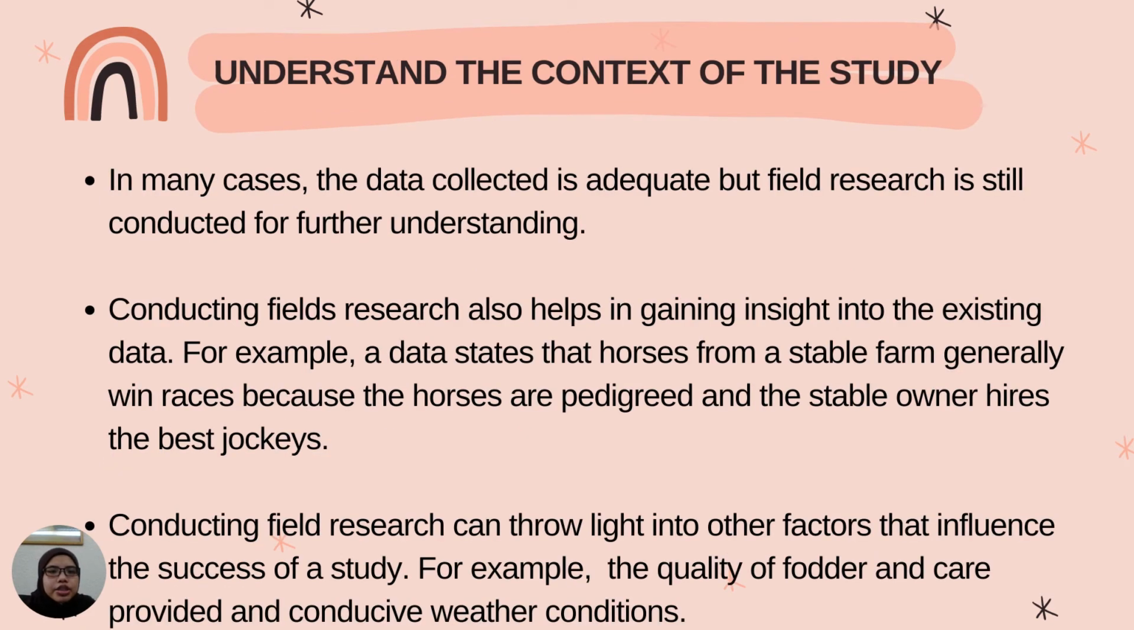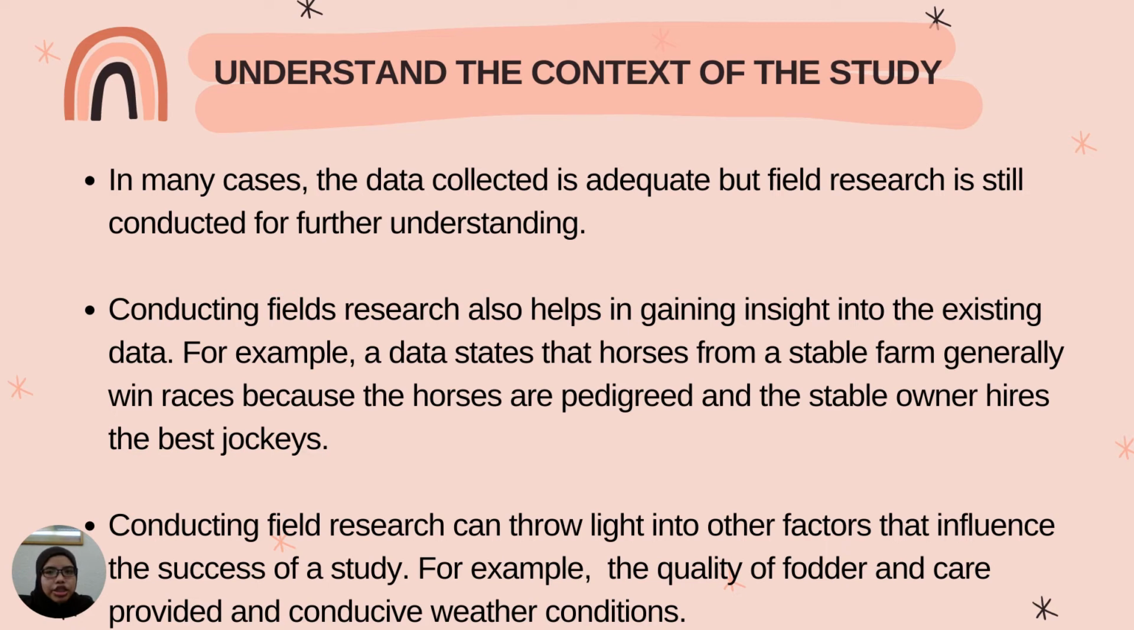The next one is to understand the context of the study. In many cases, the data collected is adequate, but the researchers still conduct field research. This is because the researchers are trying to understand further the context of the study. Conducting field research also helps in gaining insight into the existing data. For example, a data set states that horses from a stable farm generally win races.